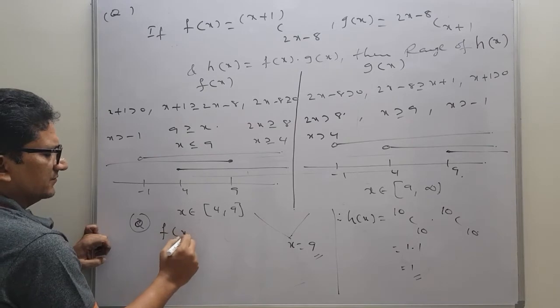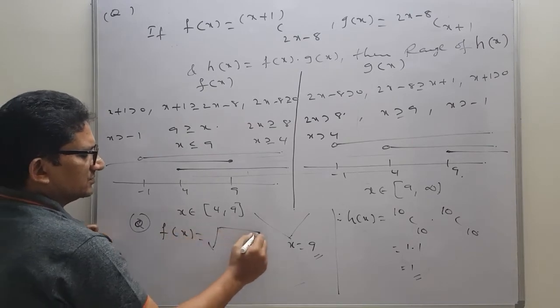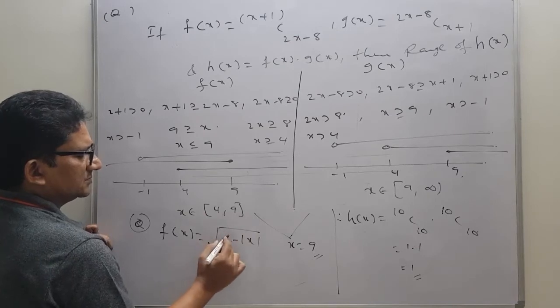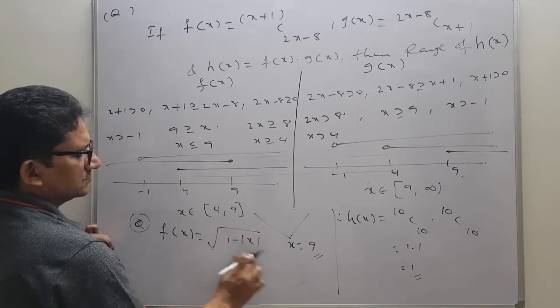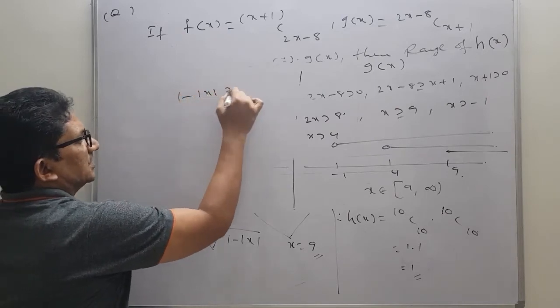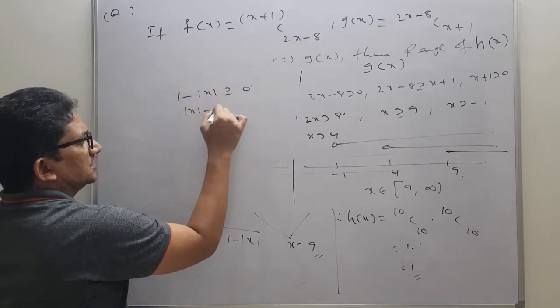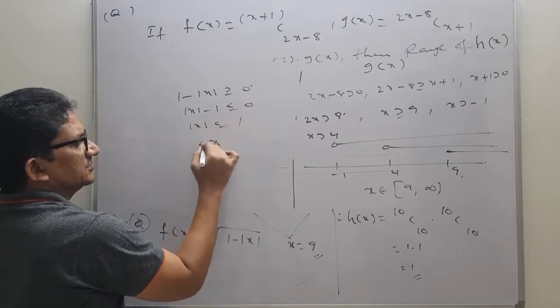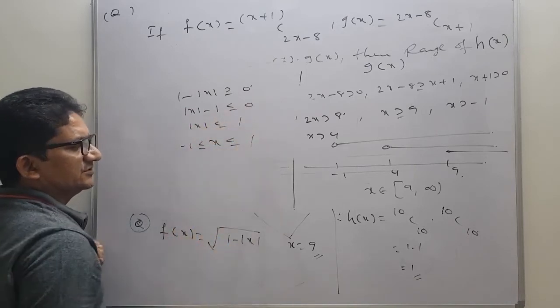What is the range of the function f of x equals square root of 1 minus modulus of x? So 1 minus mod x should be greater than or equal to 0. So mod x minus 1 is less than or equal to 0. Mod x is less than or equal to 1 means x lies in between minus 1 and 1 only.